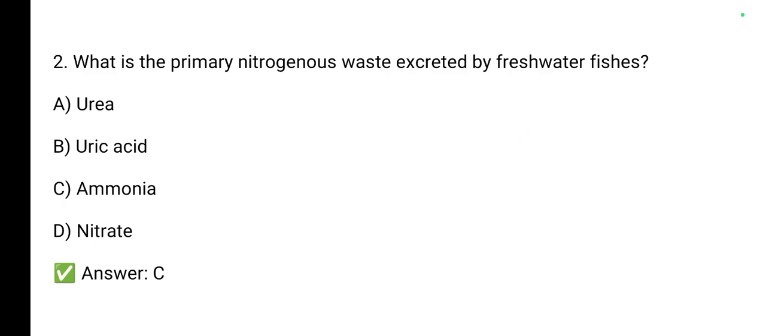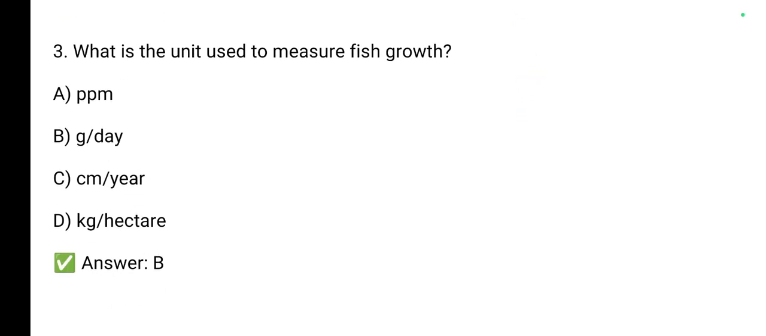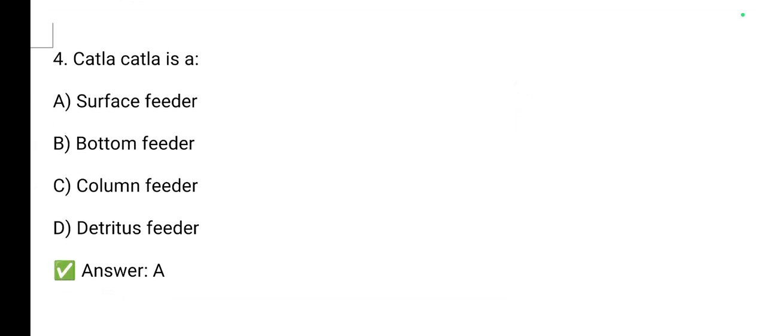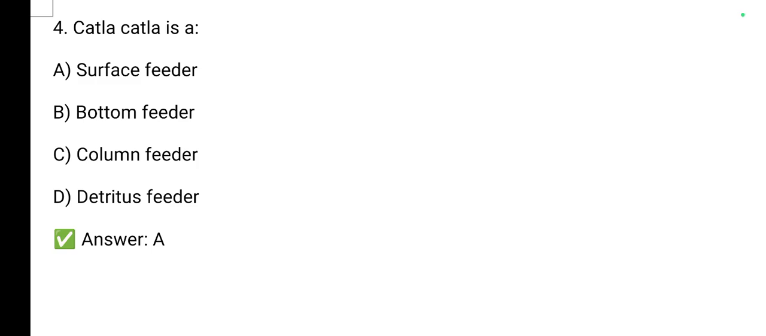What is the primary nitrogenous waste excreted by freshwater fishes? So the answer will be option C, ammonia. What is the unit used to measure fish growth? So it is B, gram per day. Labeo catla or Catla catla is a surface feeder. Basically it feeds upon zooplankton.